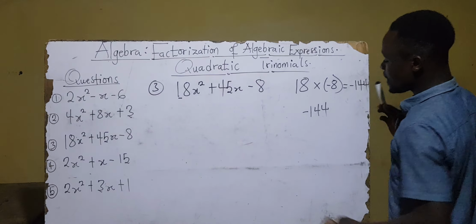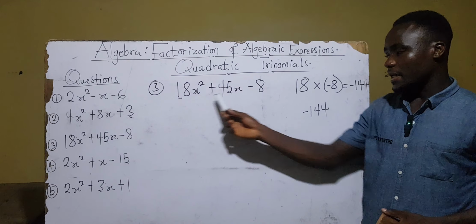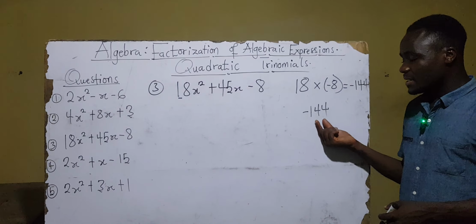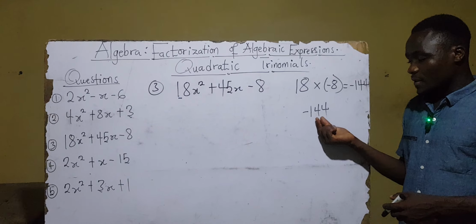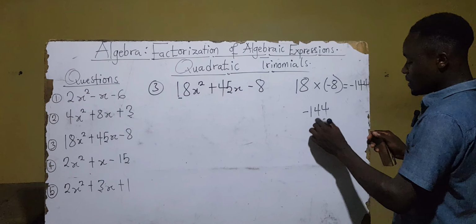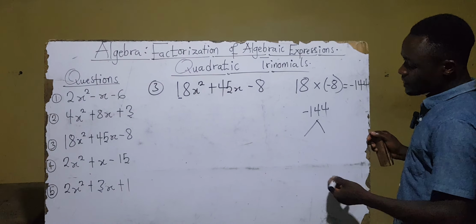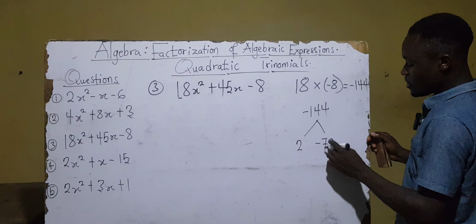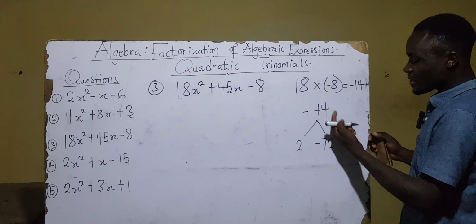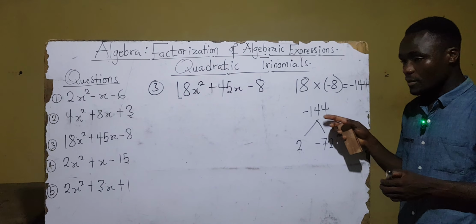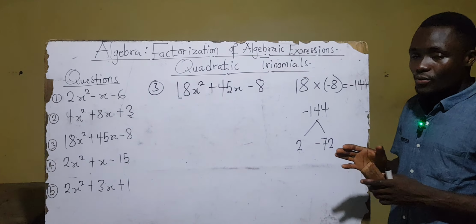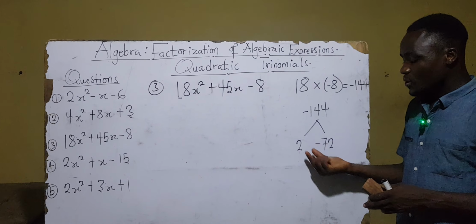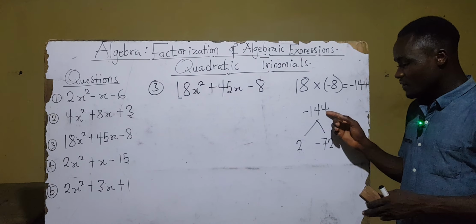Now, after getting our result from multiplying the coefficient by the constant, where we had negative 144, our next approach is to look for the factors of this whole number, this integer here. For the factors of this integer, we can have the number 2 and negative 72. So 2 and negative 72 are factors of negative 144. Have it in mind that with the factors, we are looking for two numbers that, when we multiply them, give us this number. When we multiply this and this one, it will definitely give us this.